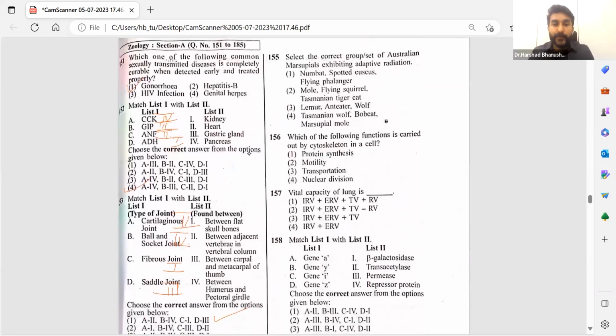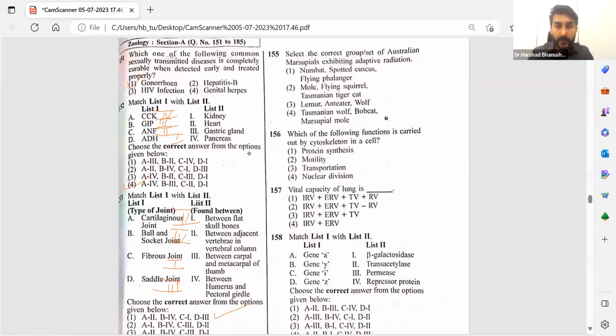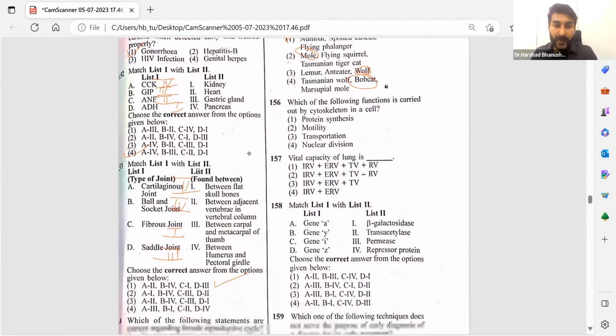Select the correct group of Australian marsupials. In this case, numbat, spotted cuscus, flying phalanger. In fact, your first one itself is your Australian marsupials. You have this as the answer. Whereas if you see here, these are the placental mammals. So option number 2 gets ruled out. Option number 3 gets ruled out because of the wolf. Option number 4 gets ruled out because of bobcat. So your answer would be option number 1.